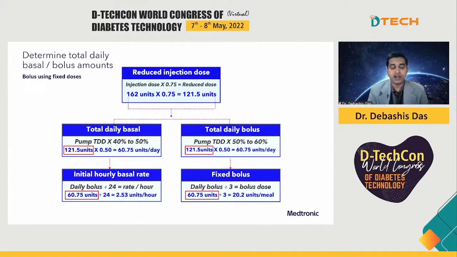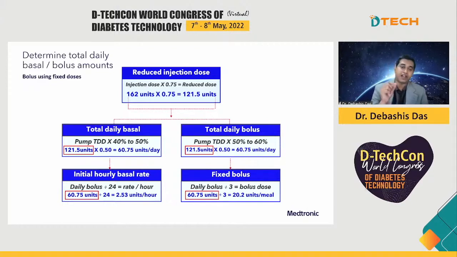Now, 121 units, to make it simple, we make it 50-50. So the total basal per day comes to 60.75 units, and the total bolus comes to 60.75 units. Once you have the total basal, you divide by 24 hours, and you get the basal rate as 2.53 units per hour.